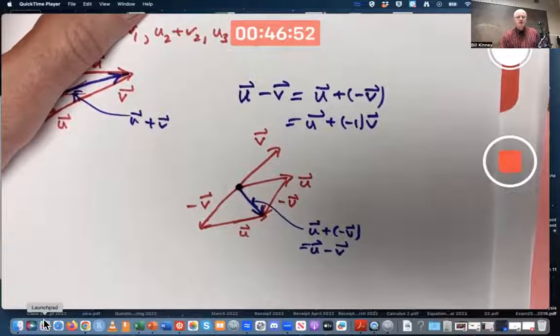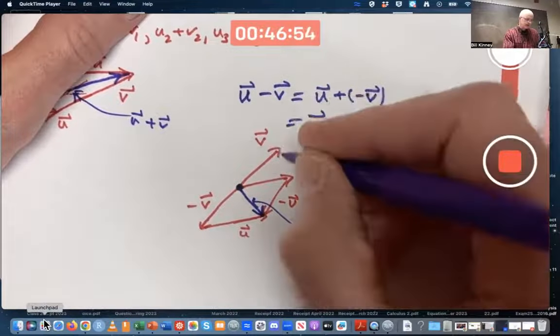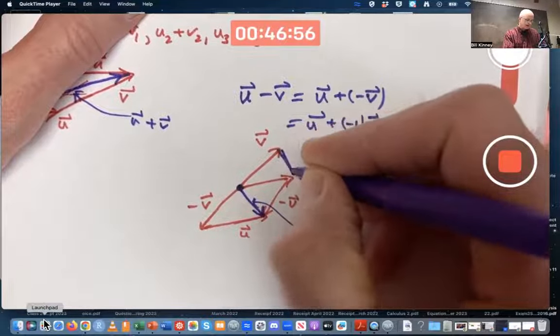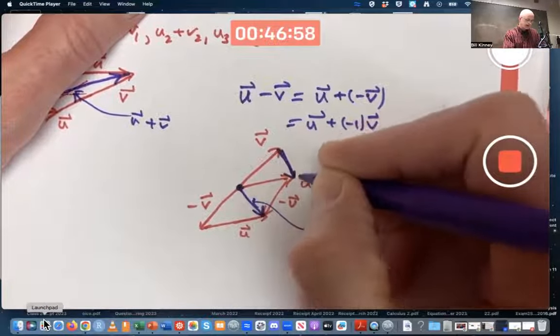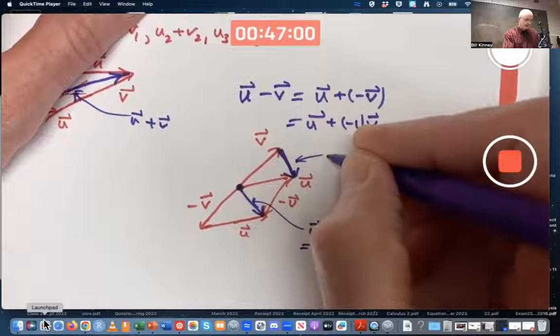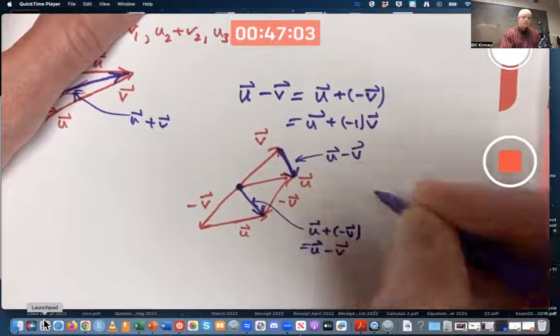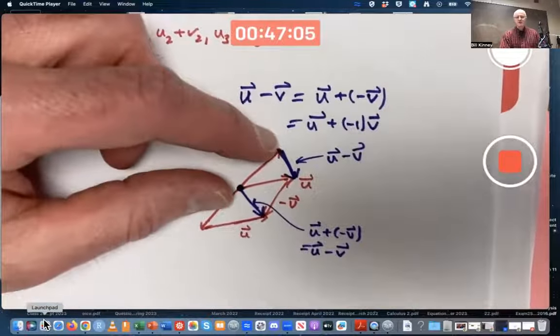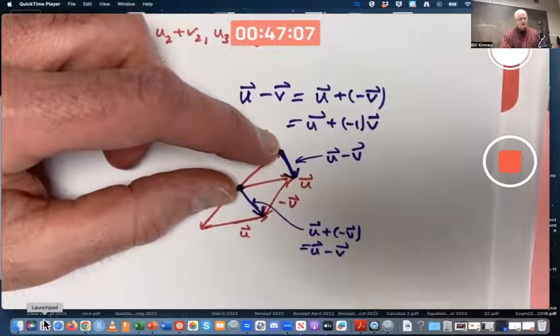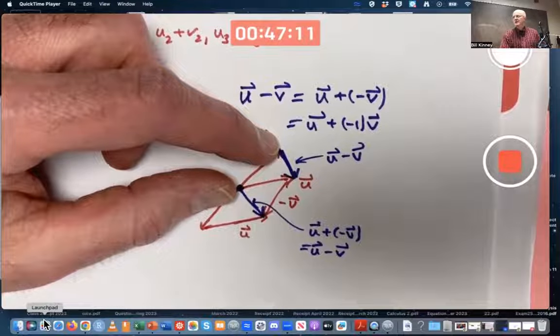The most common way to interpret it is as an arrow that goes from the tip of V to the tip of U. Now, I didn't draw this very well, so these don't look like they're the same vector, but they are. That's supposed to be U minus V as well. Pretend these vectors are parallel, even though they don't look like they're parallel, and pretend they have the same length. If I drew it perfectly, they would.